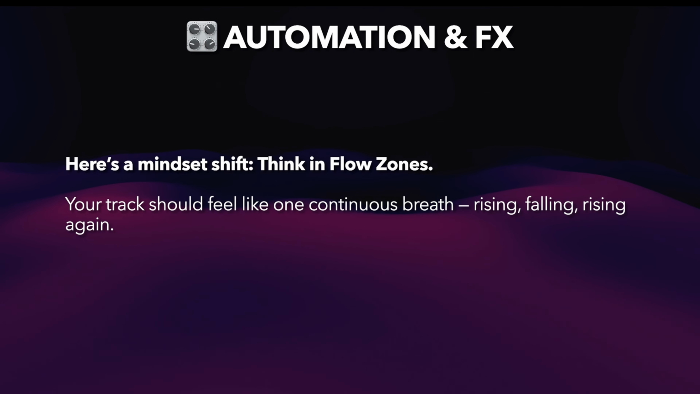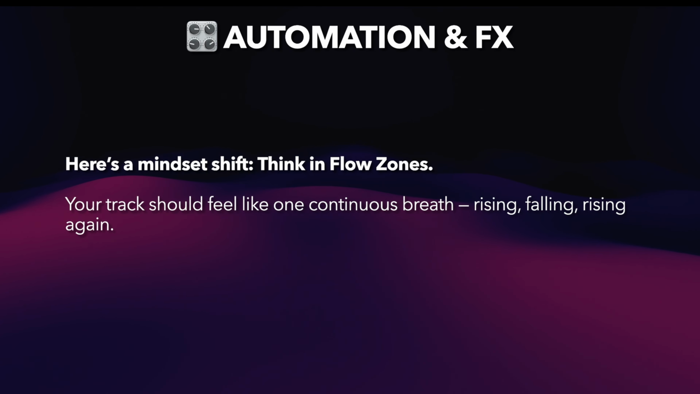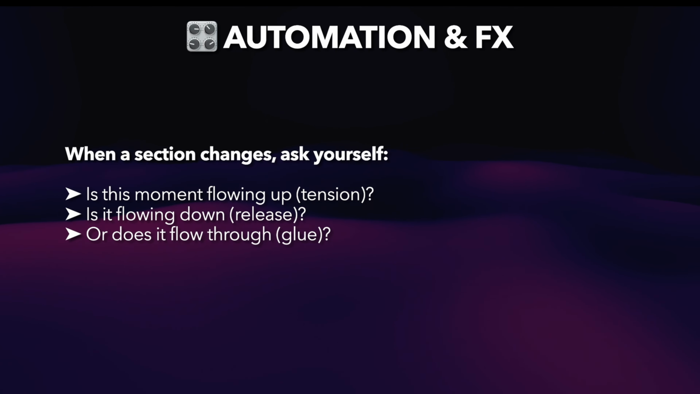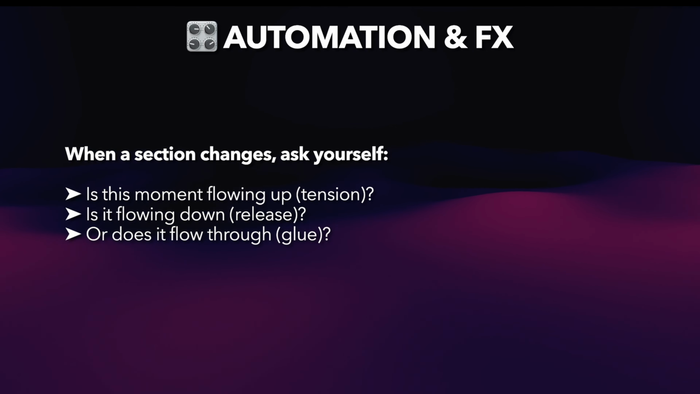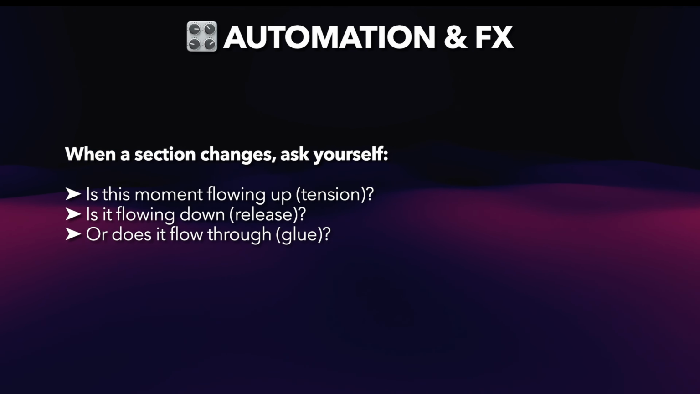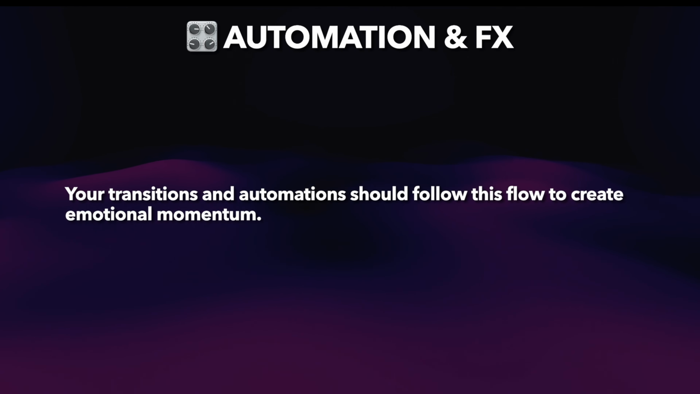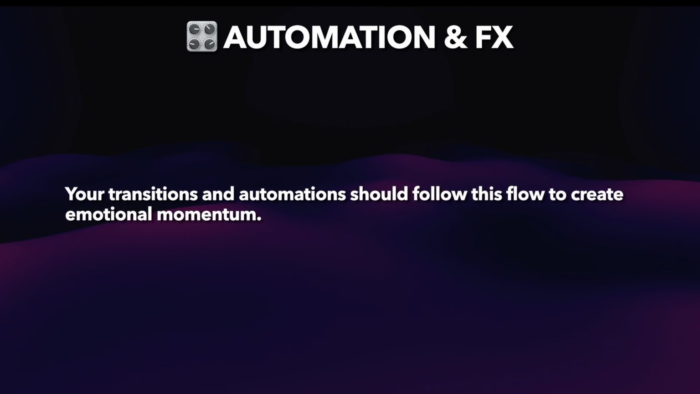Here's a mindset shift. Think in flow zones. Your track should feel like one continuous breath, rising, falling, rising again. When a section changes, ask yourself, is this moment flowing up, tension? Is it flowing down, release? Or does it flow through, glue? Your transitions and automations should follow this flow to create emotional momentum.